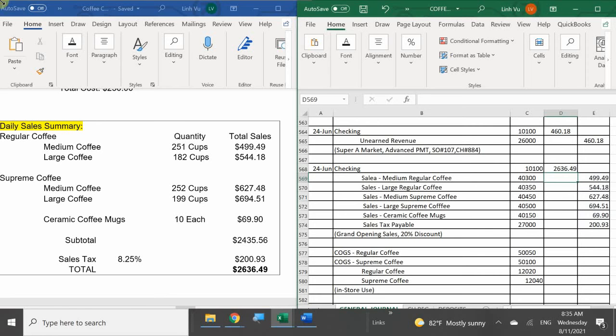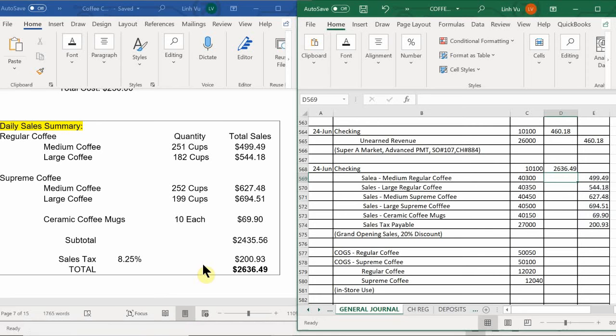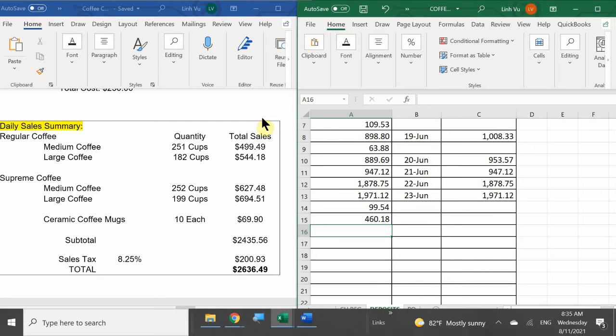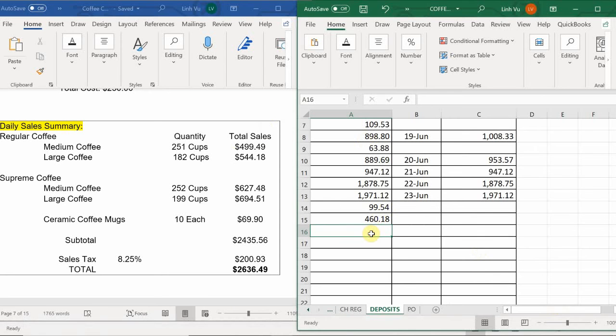Okay, so from there, I went to deposits since we're in the journal. I'm sorry, deposits? Okay. And then I added the two previous deposits along with the 2006 39.49.